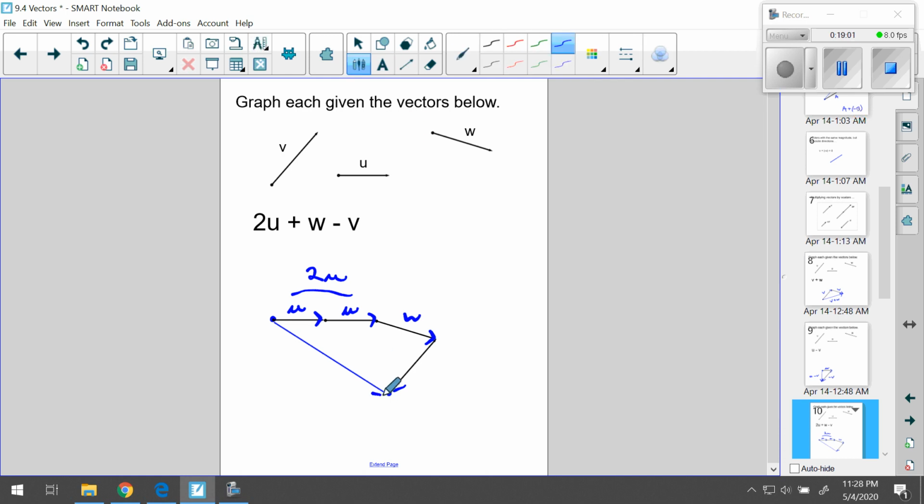And so I'm going to show the direction there. And then it's not a bad idea to label this. So this would be 2u plus w minus v. Here's minus v over here. All right, so that's how you graph vectors.